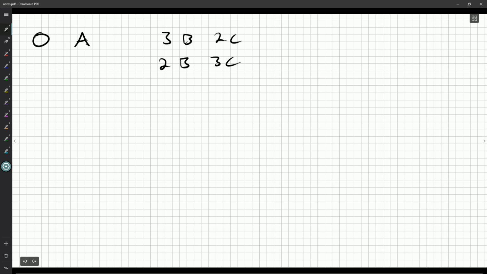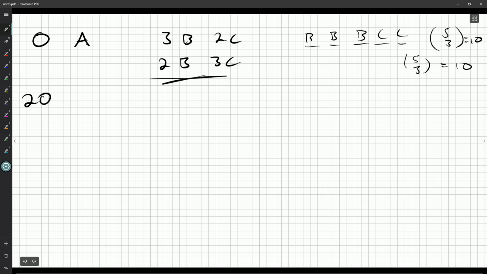Now, how many ways are there to arrange 3 B's and 2 C's in a row of 5? So we could use a little bit of combinatorics. 5 choose 3 ways to place the B's, and then the remaining spots get C's. This is 10, and there's 5 choose 3 ways to arrange these as well. So if you've got 0 A's, there are 20 different possibilities.